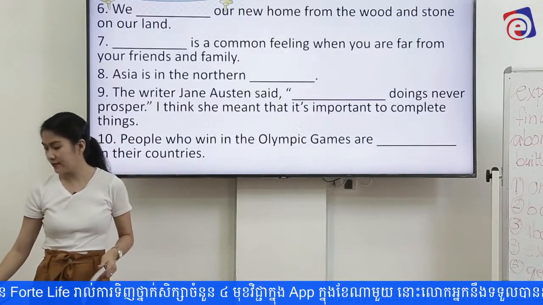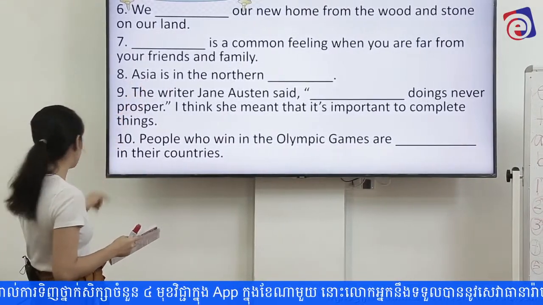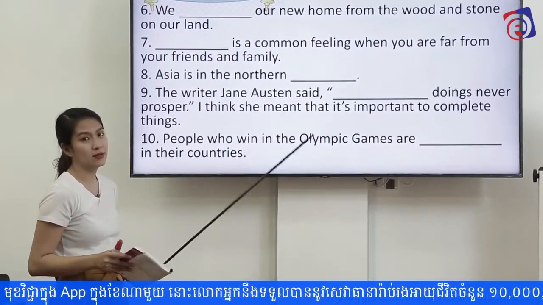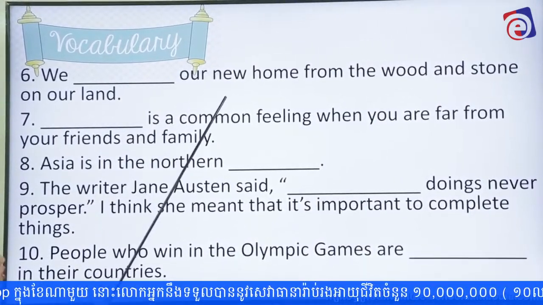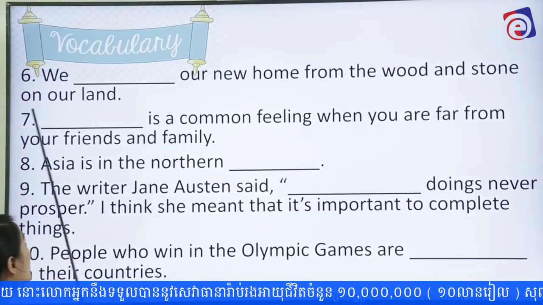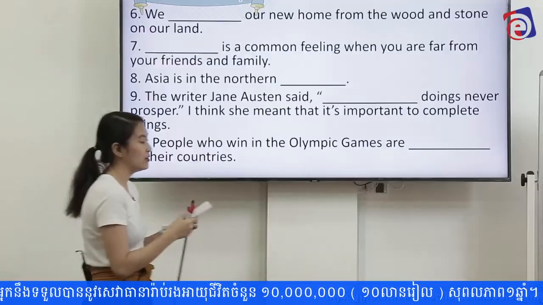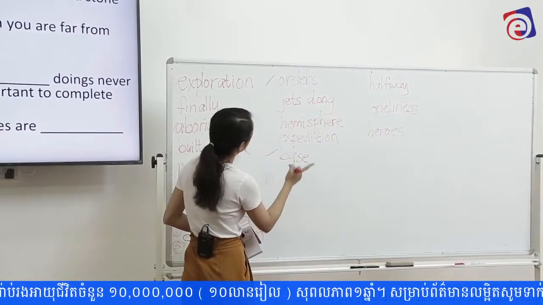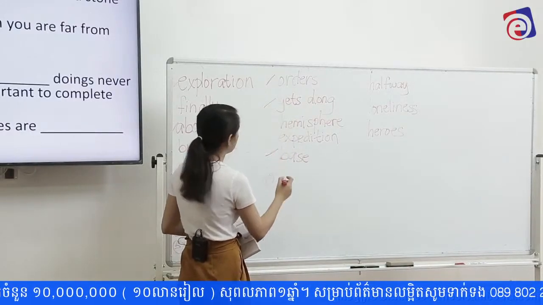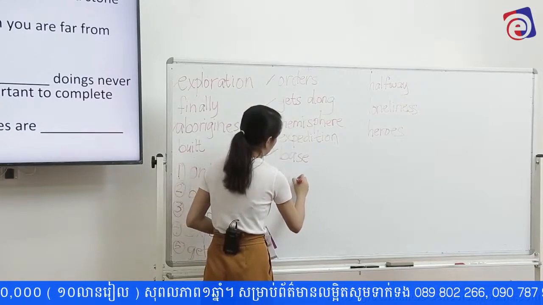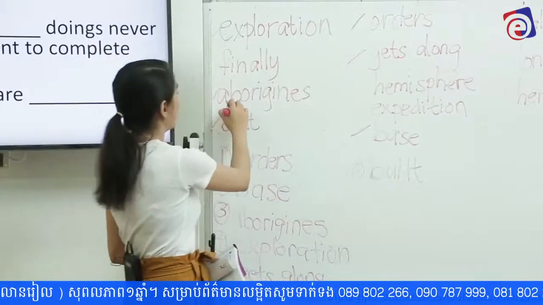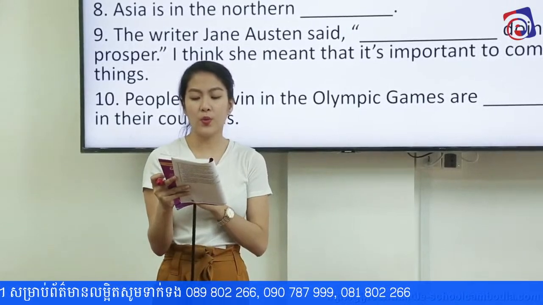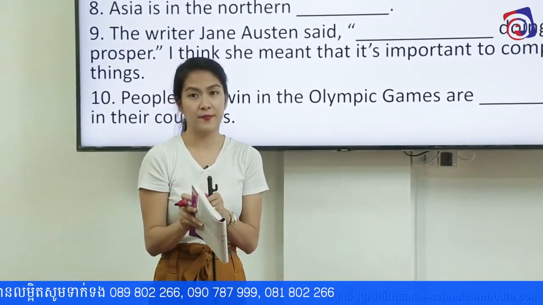Okay, number 6. We blank our new home from the wood and stone on our land. So what's the answer? Number 6. The answer is built. Okay? Let's read again number 6. We built our new home from the wood and stone on our land.